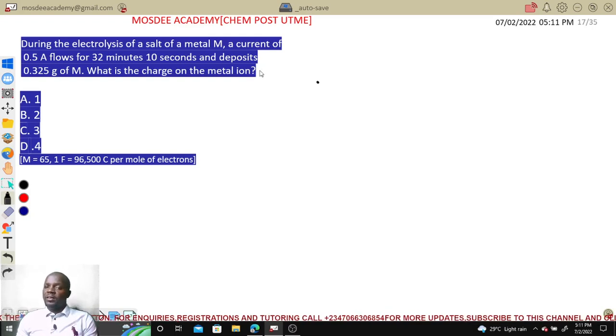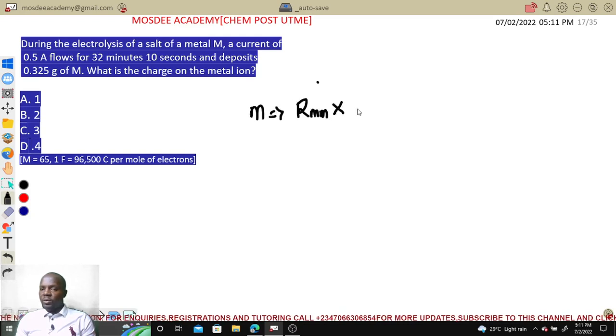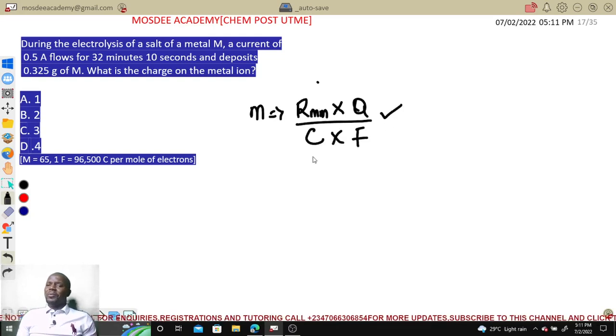And if you don't know it, under the second law of Faraday, the law of electrolysis, the second law says the mass is equal to the relative molecular mass times the quantity of electricity, divided by the charge, multiplied by the Faraday, which is a constant. So you can keep a formula-based question like this simple to solve. The second law says that if the same quantity of electricity passes through different electrolytes. So now we say 1 Faraday is 96,500.